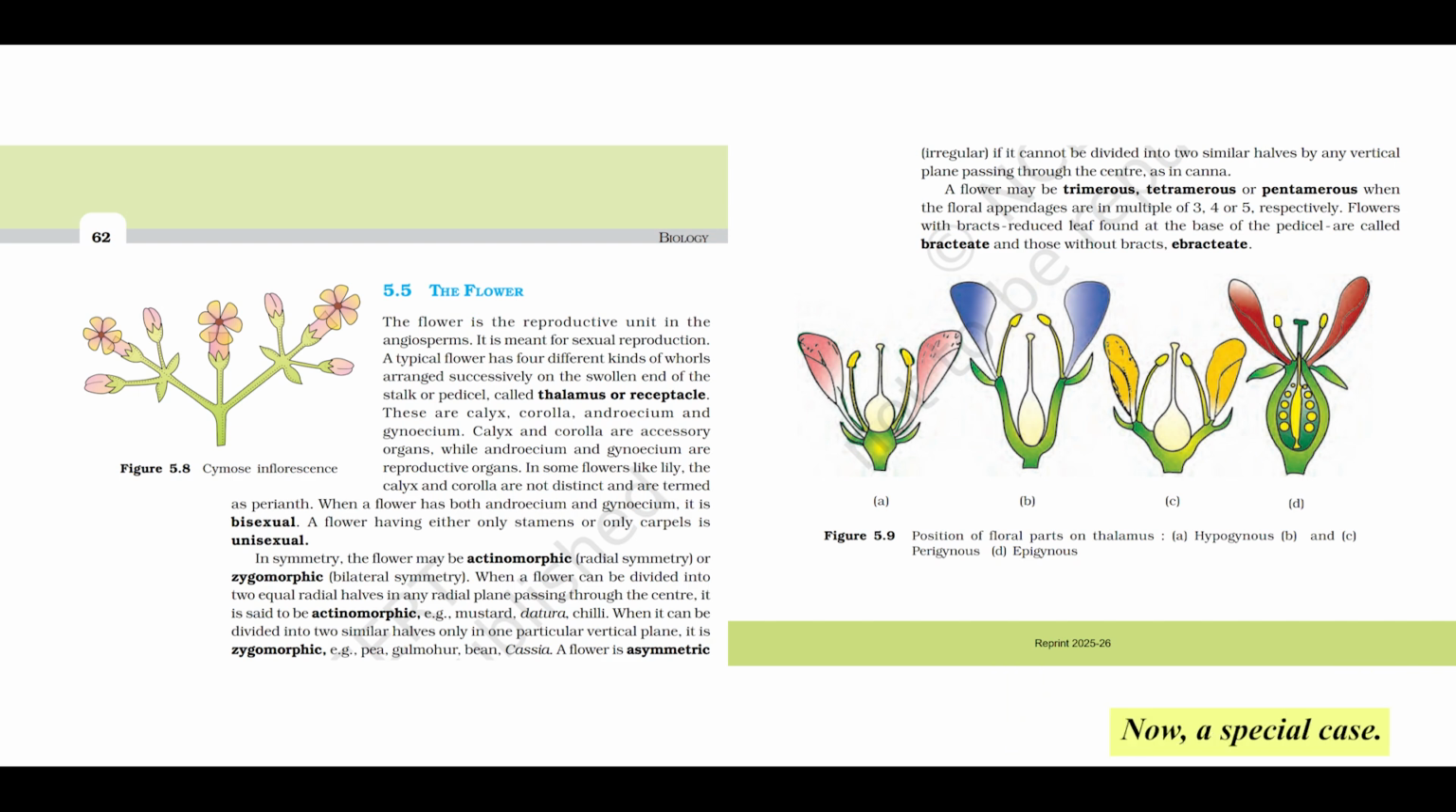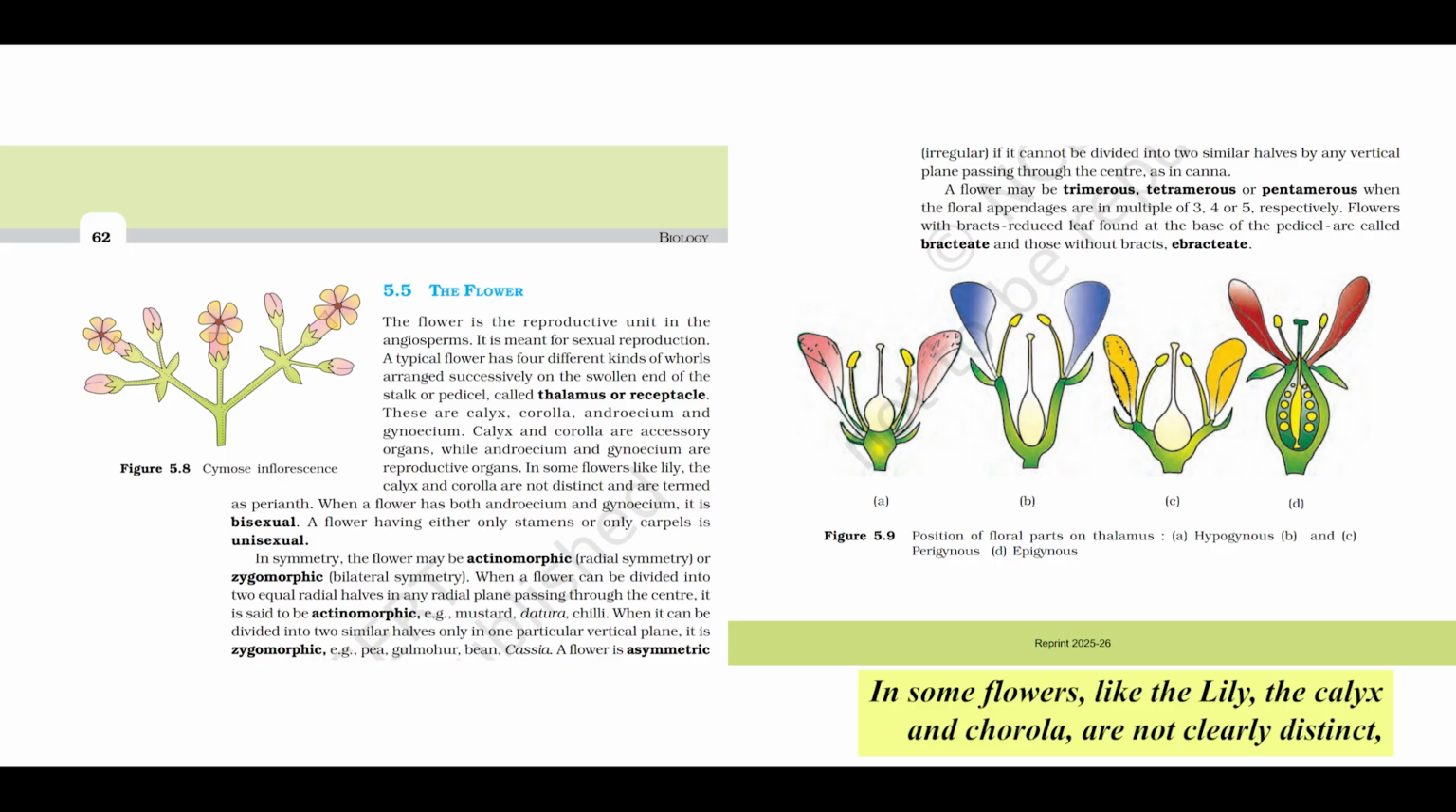Now, a special case. In some flowers, like the lily, the calyx and corolla are not clearly distinct. You can't easily differentiate sepals from petals. They look very similar. In such cases, they are collectively termed the perianth. Perianth when sepals and petals look alike.